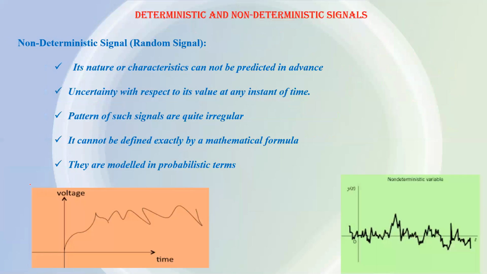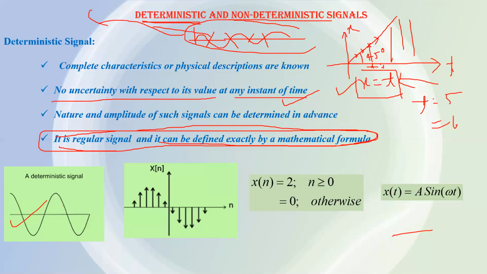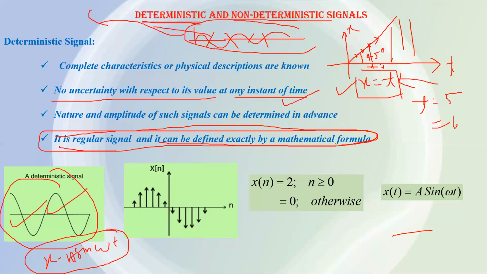This is a deterministic signal, and you can write a formula for this signal. X equal to a sin omega t. And from this mathematical expression, or you can say from this plot, you can determine its strength at any times. Or you can also extend the plot.